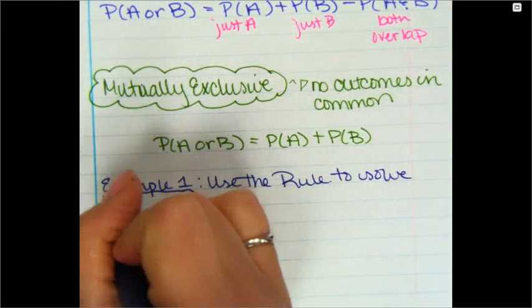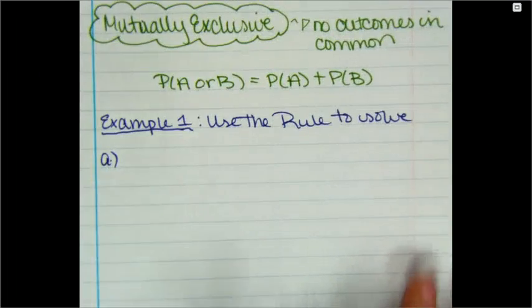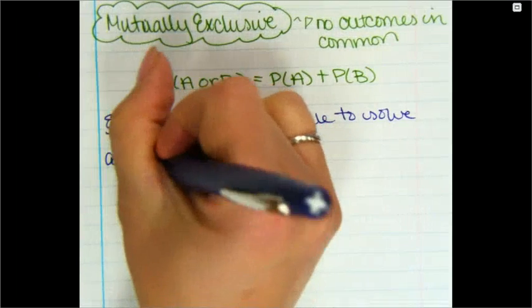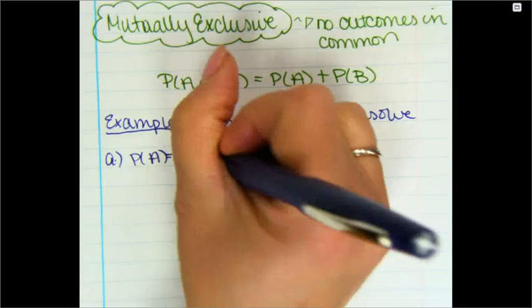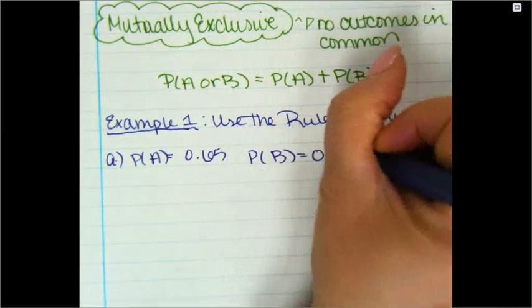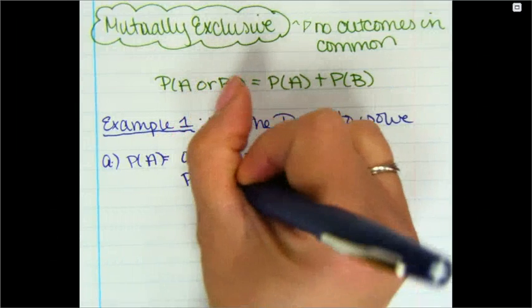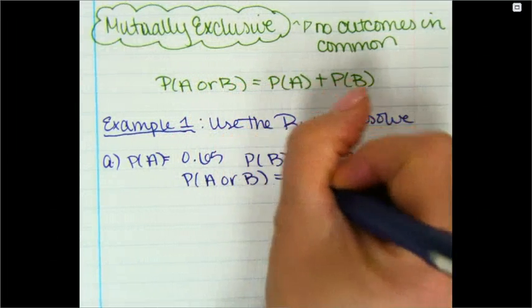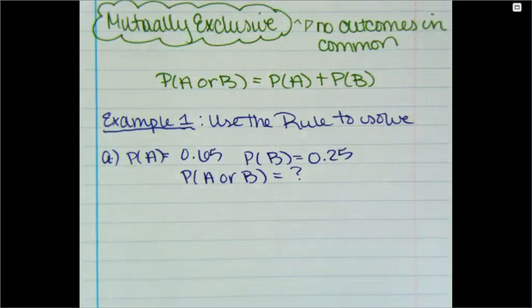For example, when you're going to use the rule, solve. So your first example in this one is the probability of A is 0.65. The probability of B is 0.25. What's the probability of A or B? You can leave them as decimals today, but go ahead and solve. You're finding the probability of A, the probability of B, and then you're going to do the probability of A or B.